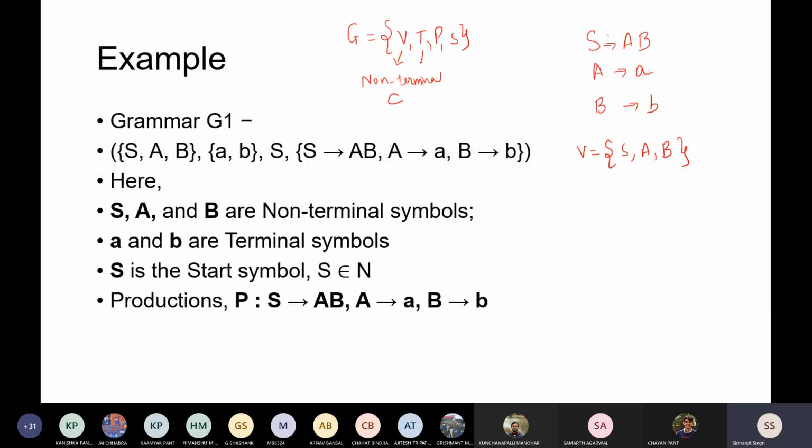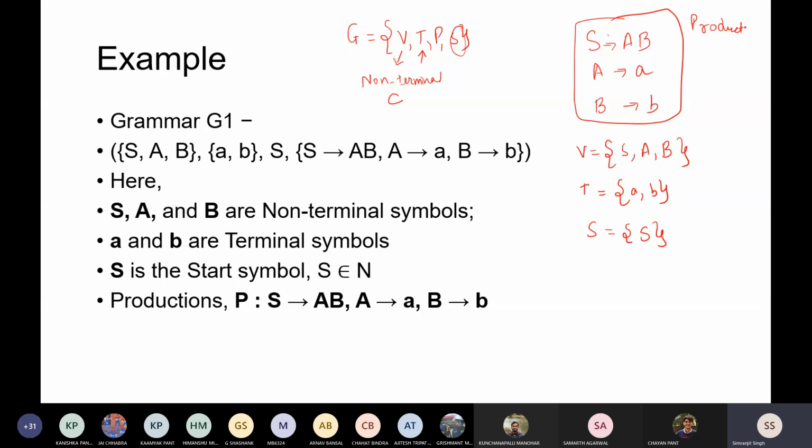In a similar way, T is terminal, and this is basically the small letters, and the small letters in this case are a and b. Yes, that is absolutely correct. And P is your production rule. Just wait for a minute. And S is your start symbol. So the start symbol in this one is this. Production rules are all the things that are written here.